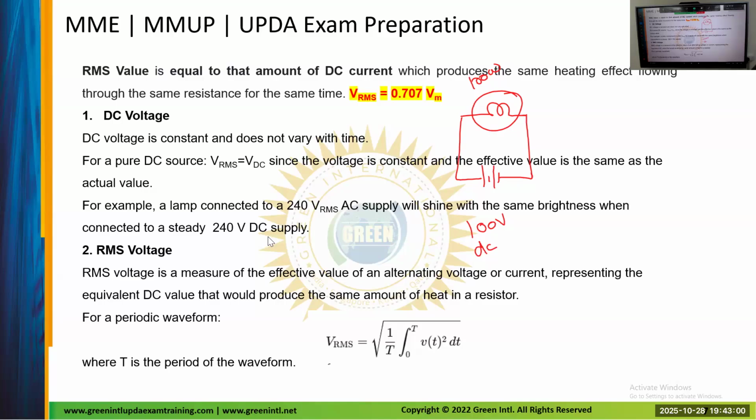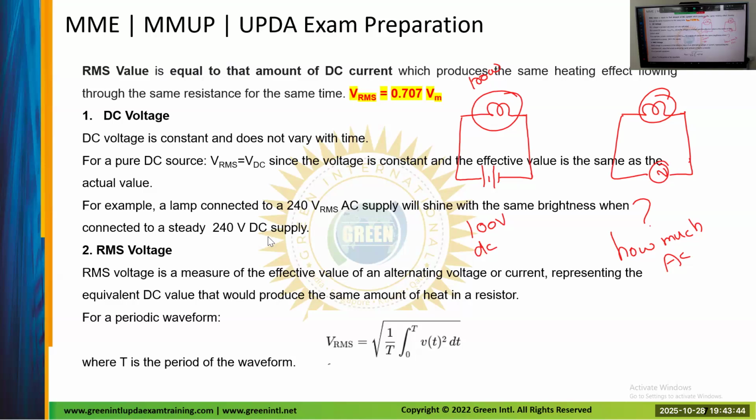Assume that we are getting this light energy. But in the next classroom, the same lamp is there. In this classroom, we have a DC supply and we are getting this brightness. But in the next classroom, we don't have a DC supply. We have an AC supply. But there also, we need the same brightness. Correct? To get the same brightness, how much AC voltage do we need to give?